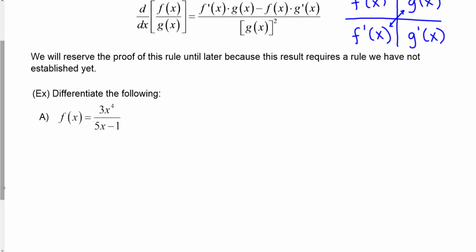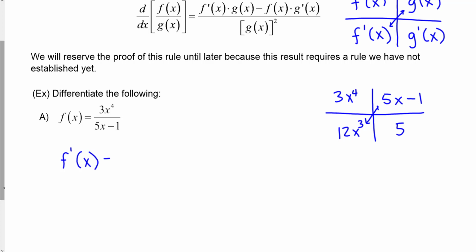But what I would do then is make up a box over here. The numerator is 3x to the fourth. The denominator is 5x minus 1. So then the derivative of the numerator is 12x cubed. The derivative of the denominator is 5. I just need to make sure I multiply these two functions first.